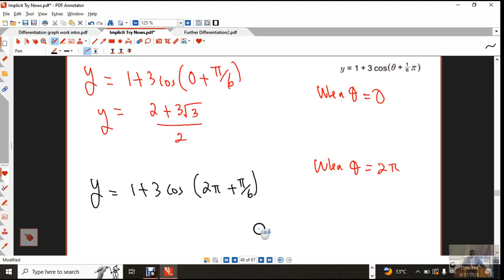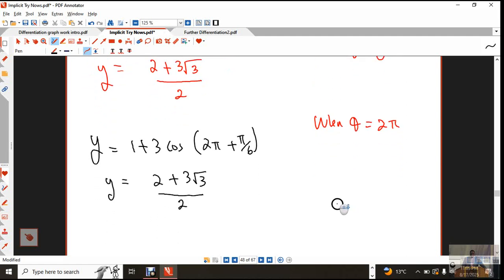When you work this out, you're going to get exactly the same answer. Because it repeats over there, you're going to get the same answer. That is what you're going to get for the value of y. So y is going to be the same as 0, because that whole function repeats itself there. Okay, right. So let's then look at the other value, when theta is equal to pi.